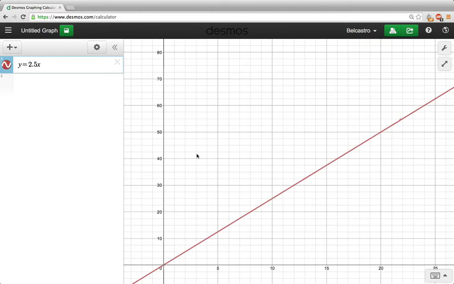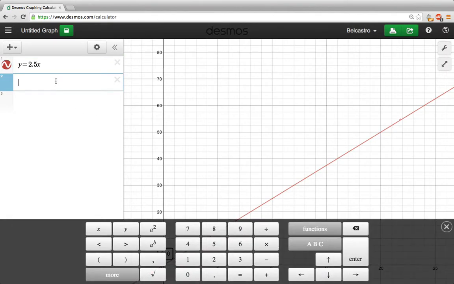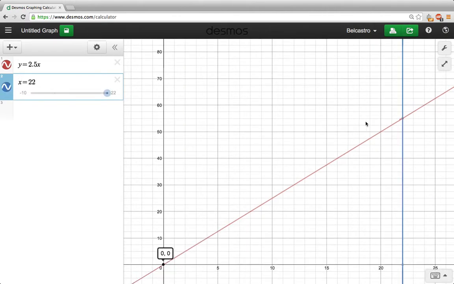This is a direct proportional relationship, right? Here's our 0 value. And we needed to know if the dog was 22 kilos. Well, since kilograms was our independent, that's our x-axis, what I'm going to do here is put x is equal to 22. And that'll give me a vertical line. And where the vertical line intersects, that's where our value is. So a 22 kilogram dog should get 55 milliliters of medication.